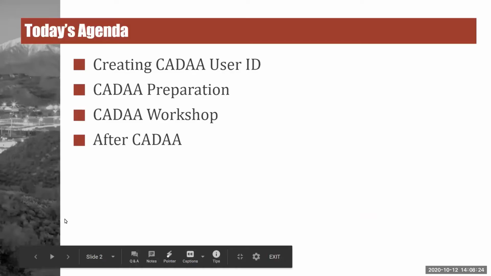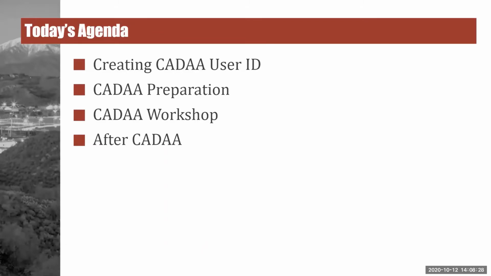Here's an overview of today's agenda. We will first review how to create your California DREAM Act application user ID. The user ID you create will be a unique ID and password which you will use every year to complete the California DREAM Act application. Afterwards, we will cover some information about how to prepare to complete the DREAM Act application, what documents and information you will need to have available.